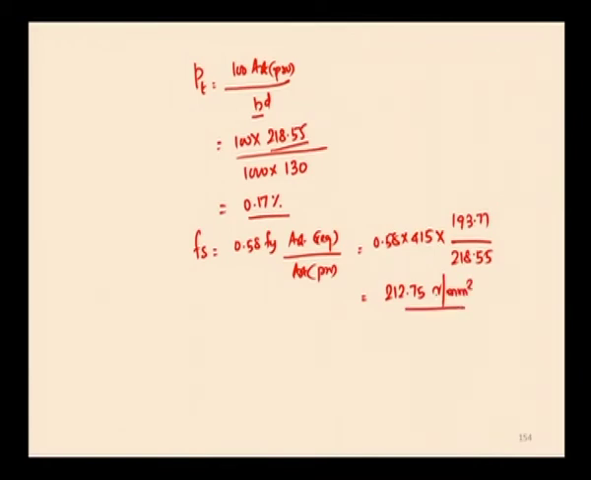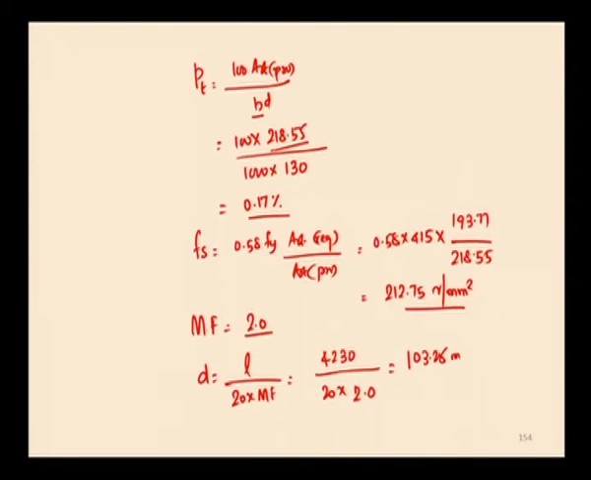So, by referring to figure 4, using the percentage of reinforcement and the stress developed in the reinforcement, the modification factor here is 2.0. So, d is equal to L by 20 into the modification factor, that is 4230 divided by 20 into the modification factor 2.0, that has to be 103.25 millimeter, which is less than 130 millimeter. So, here it is a safe as well as economical cross section.